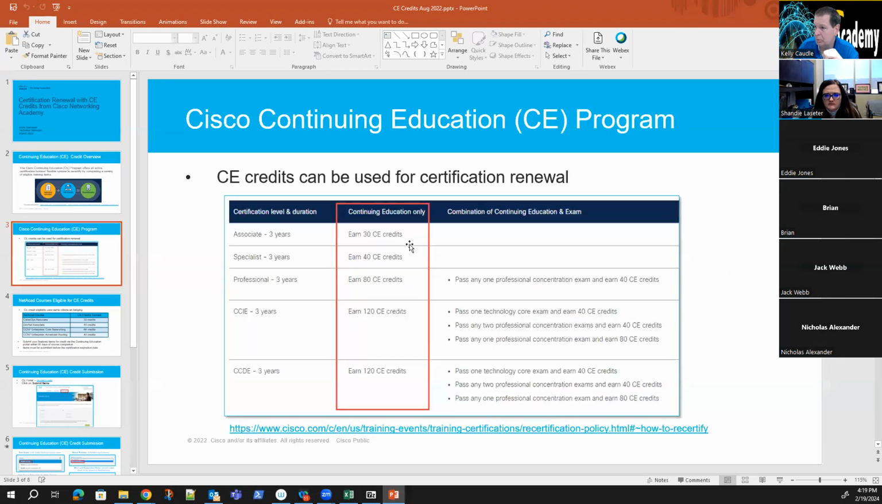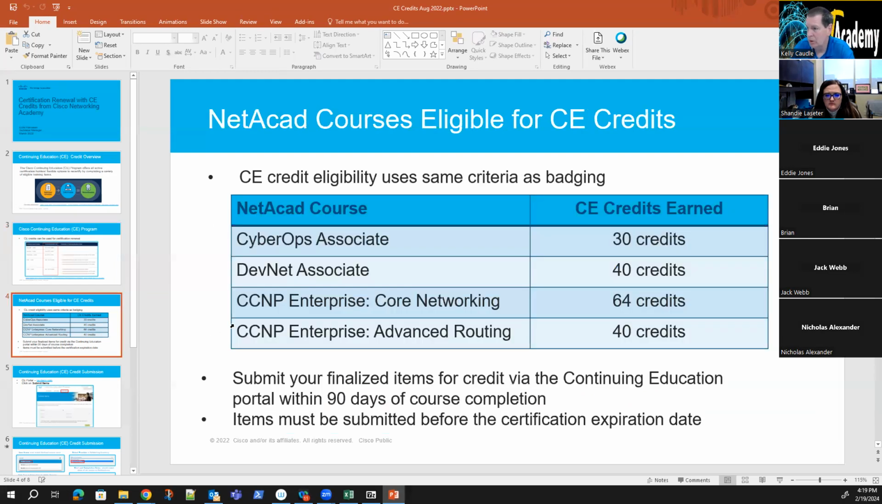This particular course here, if you're trying to renew your associate, takes 30 credits to renew it. If you want to renew your specialist, it takes 40 credits, professional 80, and CCIE on up to 120. All right. Here are the courses that you can earn credits on.